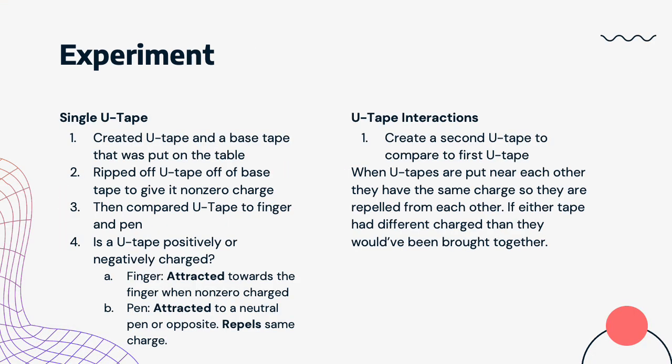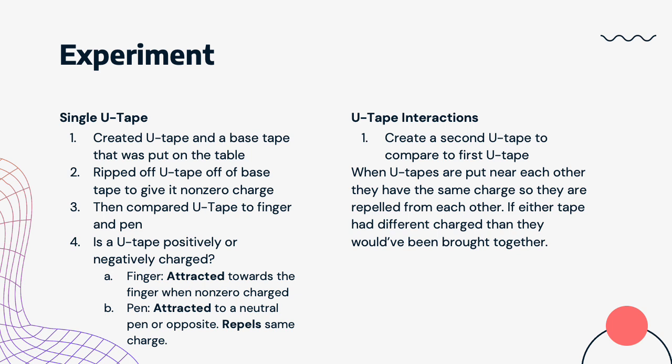So, let's talk a little bit about our experiment. First, for our single U-tape experiment, we created a U-tape and created a base tape that was then put on the table. We took the U-tape and ripped it off of the base tape to give it a non-zero charge. After it was given a non-zero charge, we then compared that U-tape to our finger and a pen. We were looking at whether the U-tape is positively or negatively charged and how it was attracted. First, when we compared it to the finger, we realized it was attracted towards the finger when it was non-zero charged. However, when we put it near a pen, it was attracted to a neutral pen or an oppositely charged pen. However, when the pen was the same charge, it was repelled.